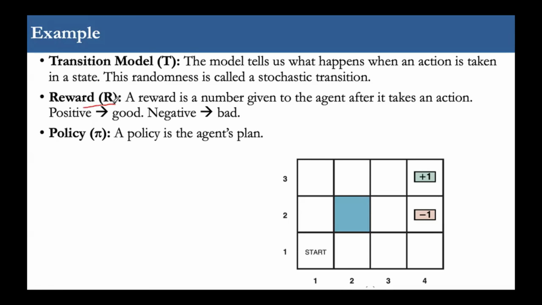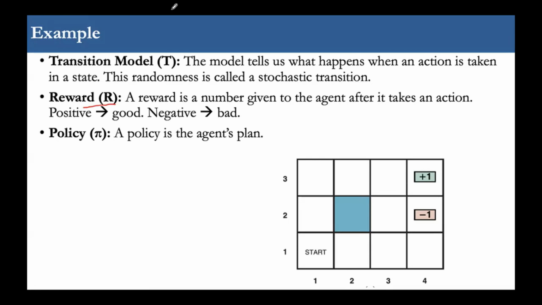Next one we have is the reward. A reward is represented as a number, and this is given to the agent after it takes an action. If the reward is positive, then it means that it is a good move. If the reward is negative, then it means that it is a bad move, or a penalty for whatever action it has done.